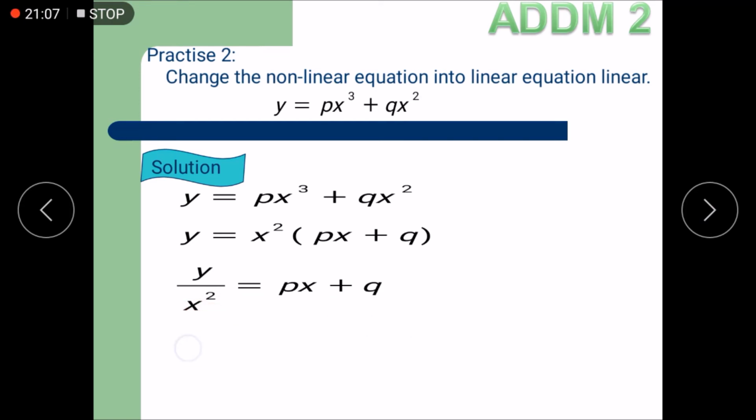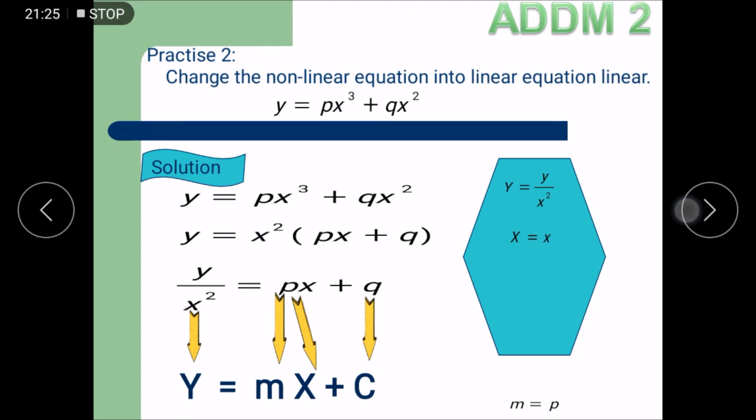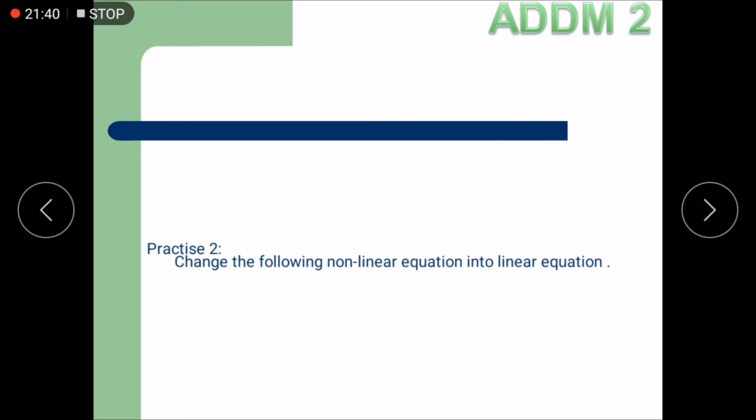Then I compare it with y equals mx plus c. So my y-axis, instead of y, now becomes y over x squared. The m is the p, the gradient will be the p. The x-axis is still x, and q will be the y-intercept. So we just put it like this. One of your practice tasks is to find what is x, y, and then m and c in y equals mx plus c. So what does y in mx plus c represent in the equation? Okay, let us see.